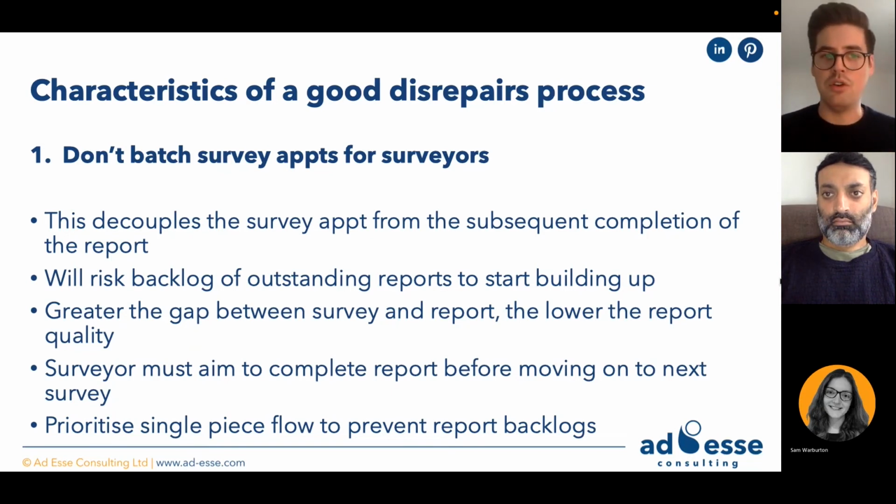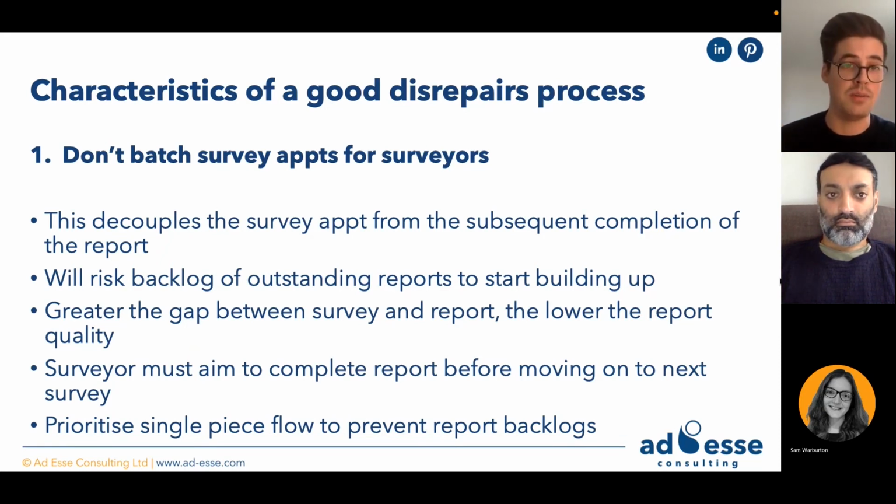And what that means is you're actually risking a backlog of outstanding reports starting to build up, which could be a few reports per week, which over the period of a few months, you could end up having quite a significant number of reports that are waiting to be written up. What we have seen is that I think worst case scenario is a survey was completed, and it wasn't until 4 weeks later that the corresponding report was completed.